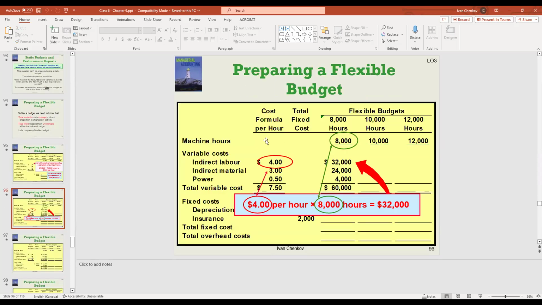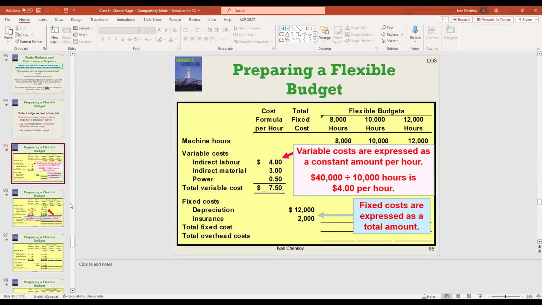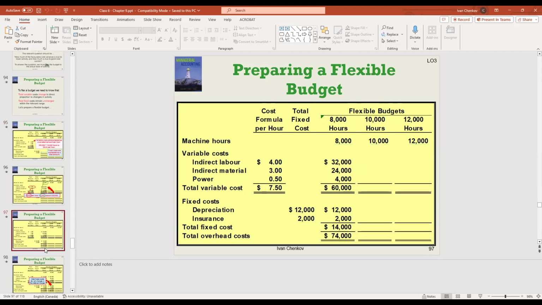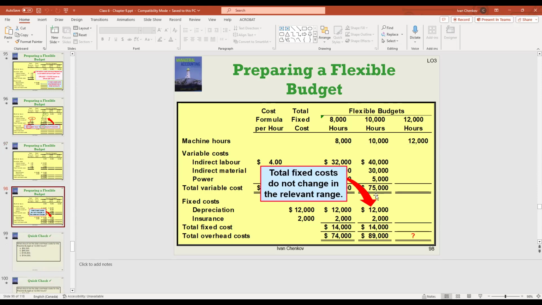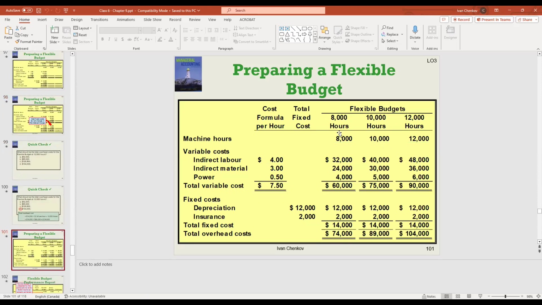So knowing those things and the cost that we just applied, now we can prepare different budgets. We can prepare a budget for 8,000 hours, for 10,000 hours, and for 12,000 hours. Once we prepare those budgets, we're going to have 3 budgets, correct? As you can see, the total fixed cost, as long as we're in the relevant range, doesn't change. Variable cost per unit stays the same, but the total cost grows based on the usage of the machine hours.